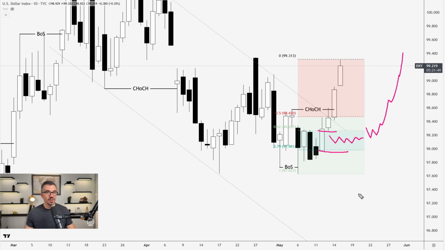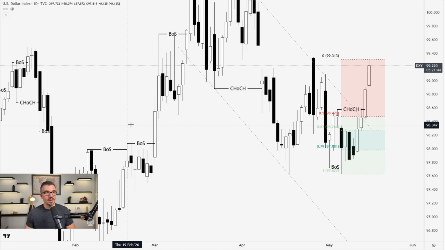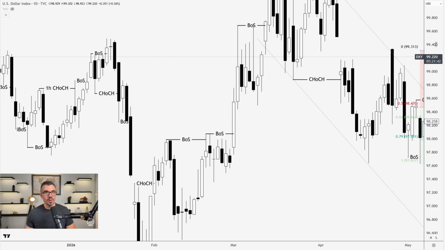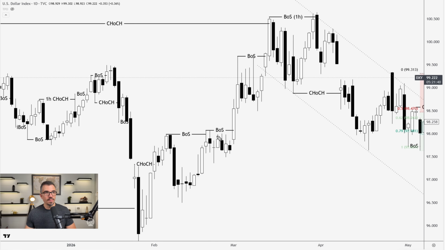But as always, guys, there's no guarantee that we get that, okay? I mean, look no further than this back here. Once we had this move up, we would have said, okay, we have this imbalance back here. We're going to come back here and mitigate this first. And as you can see, the market did eventually mitigate it, but it went significantly higher first.